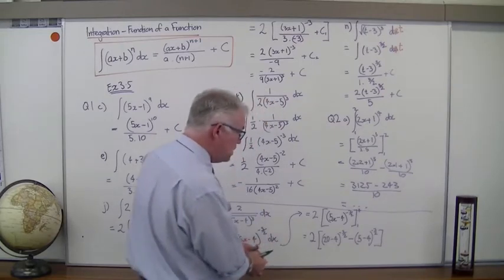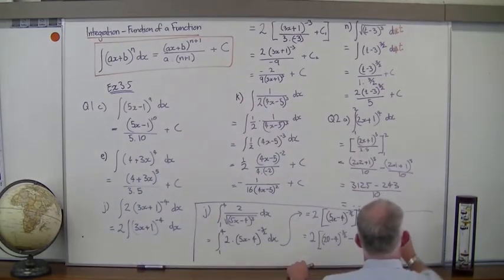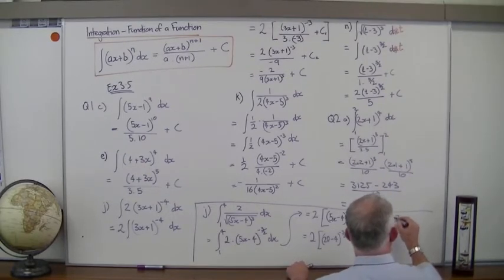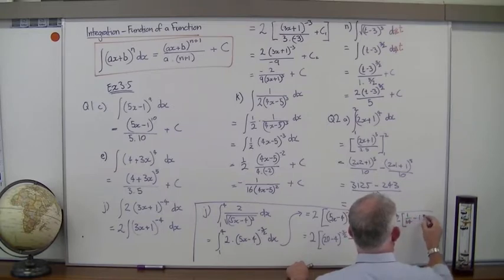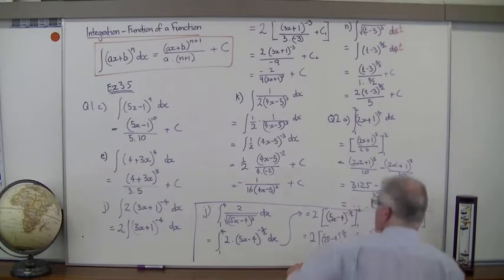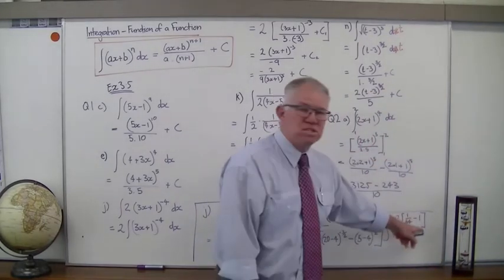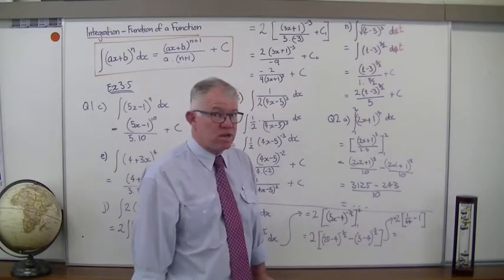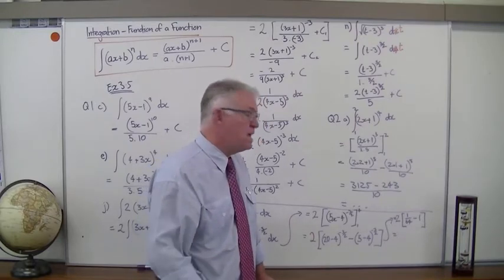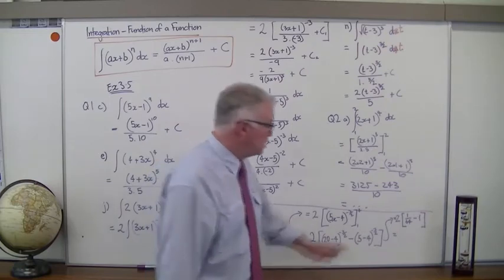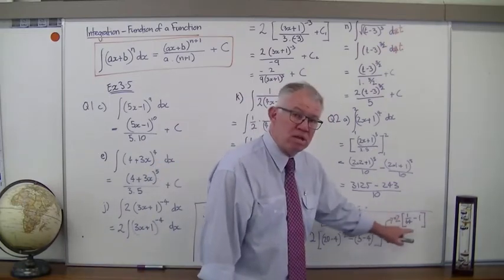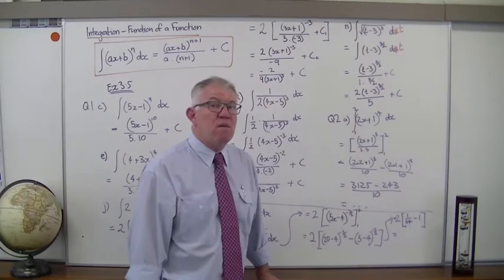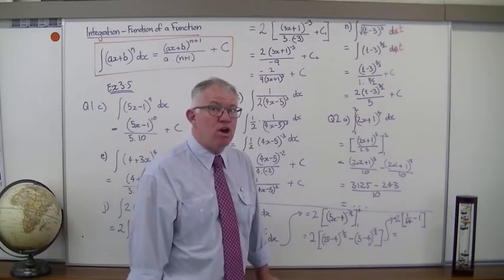Now what that means is we have, over here, we have 2 outside of 1 over 64 minus 1. 1 over 64 minus 1 is going to be minus 63 over 64. And we have 2 of them. It's going to be minus, this 2 can cancel out with the denominator of 64. So we'll have minus 63 over 32.